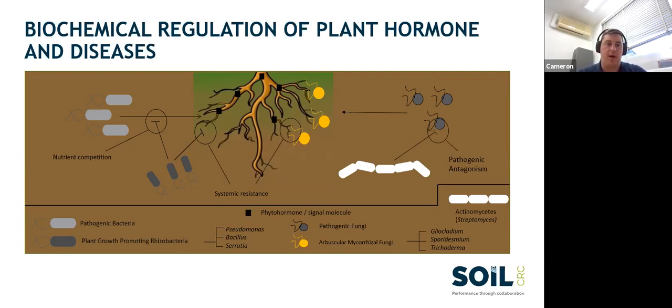And this can be done by, again, all the previously listed ways. So systemic resistance, nutrient competition, parasitism, so they can actually eat the fungi or the bacteria themselves. But the most common way is antibiotic production. So they take in the nutrients, and then as a byproduct, they produce these antibiotic compounds, which then attack the pathogenic bacteria. That being said, it's not always specific to just the pathogenic bacteria. So sometimes this antibiotic production can affect the positive microbes as well.